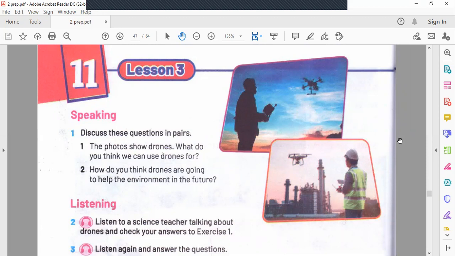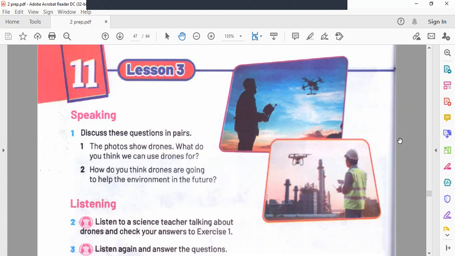Yes. And we are also going to use drones to help wildlife. Drones can fly over places where people can't go. We can see if there are any problems. For example, we can use drones to help save wildlife after floods or fire.